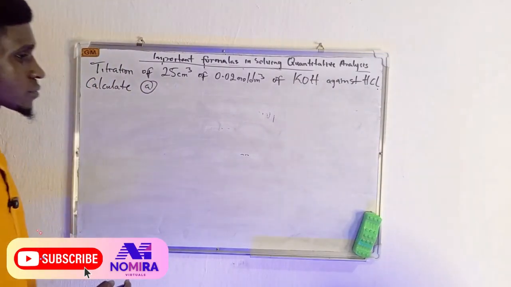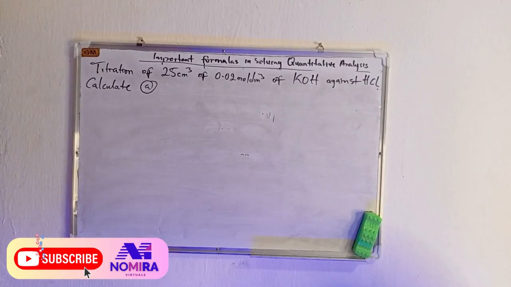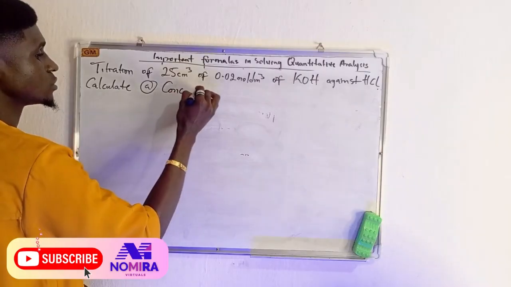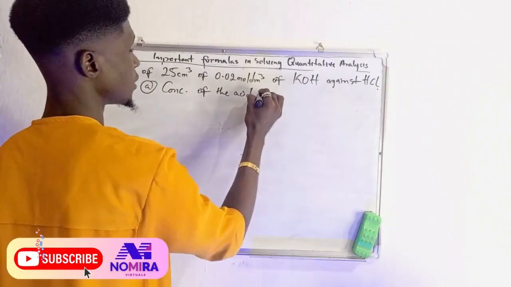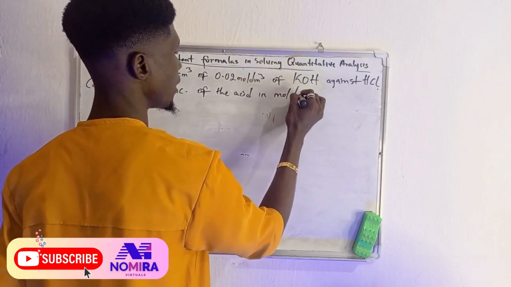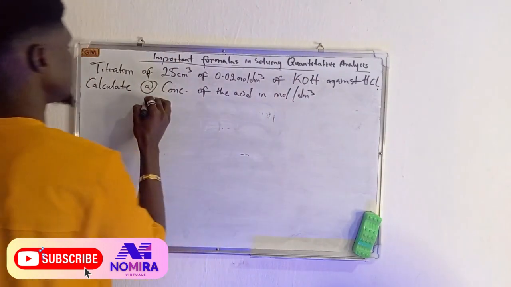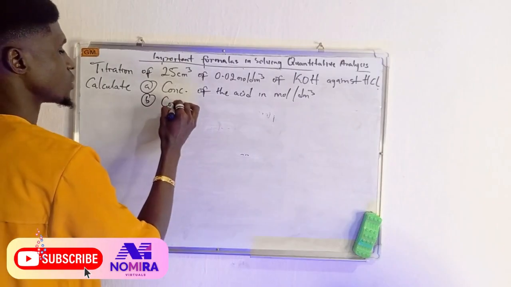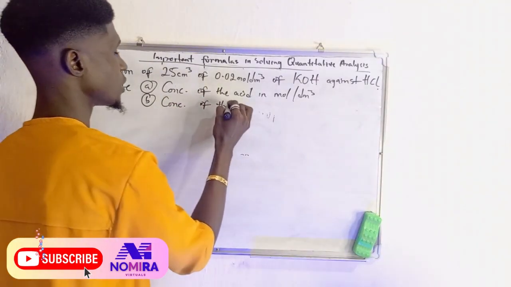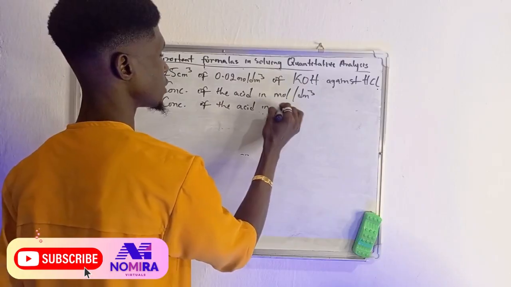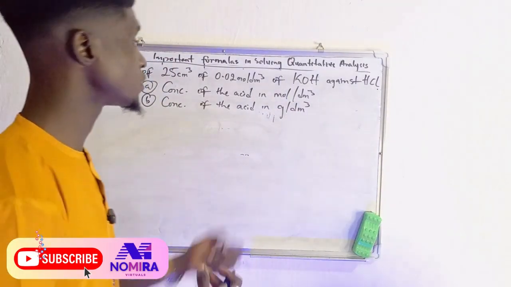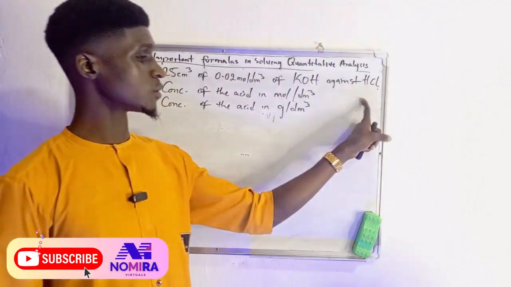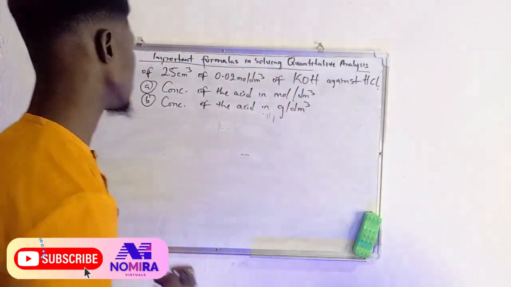Let's say the question is to find the concentration of the acid in mole per dm cube. Then the second question, calculate the concentration of the acid in gram per dm cube. This is just to test your ability to differentiate between molar concentration and mass concentration.